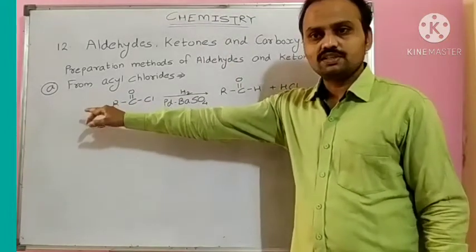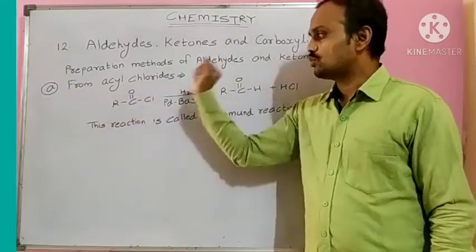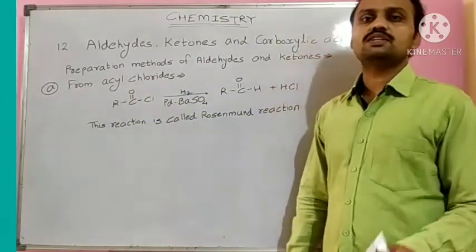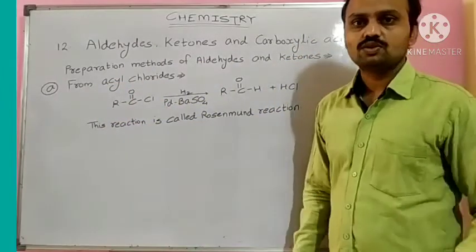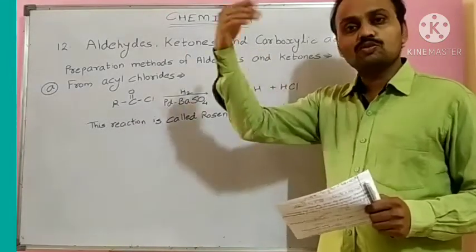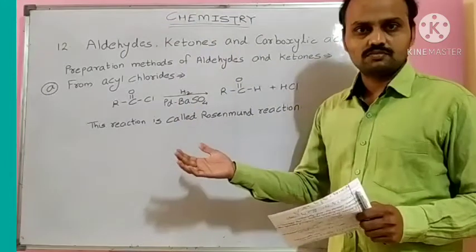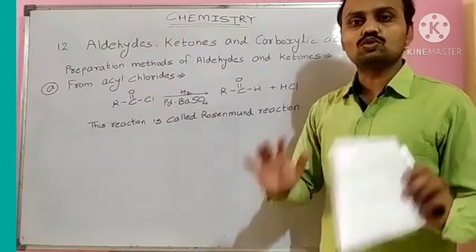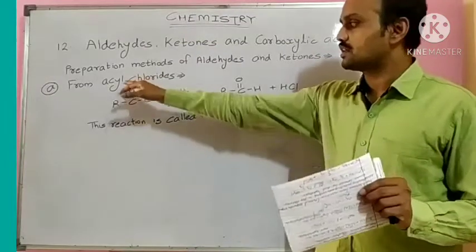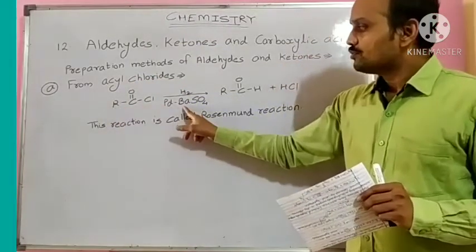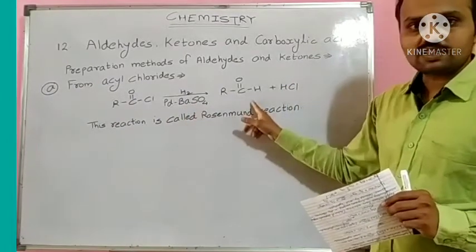First reagent is acyl chloride. This acyl chloride functional group we have already studied in our 11th standard. What is the functional group of this? RCOCl is the functional group or structure of this acyl chloride. What can we see from this general reaction?